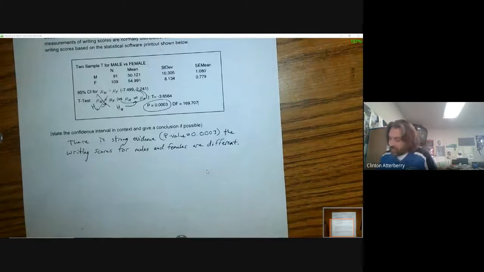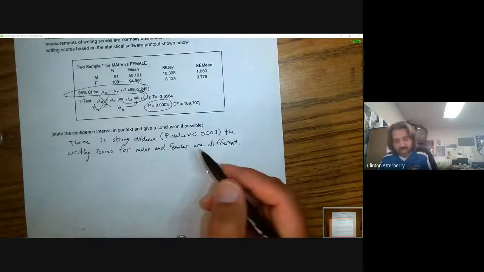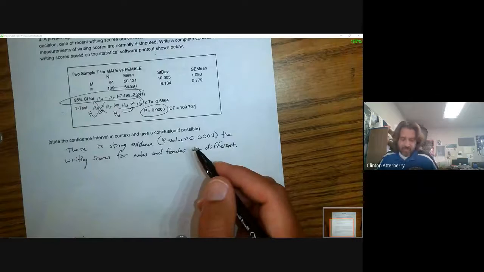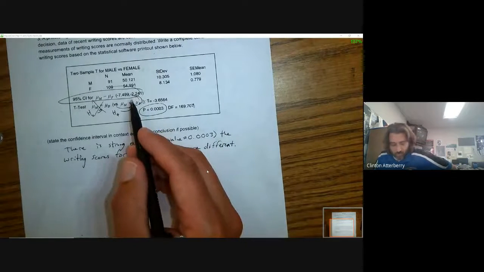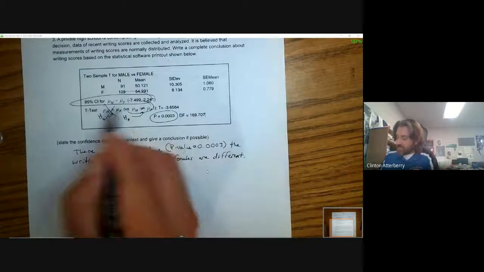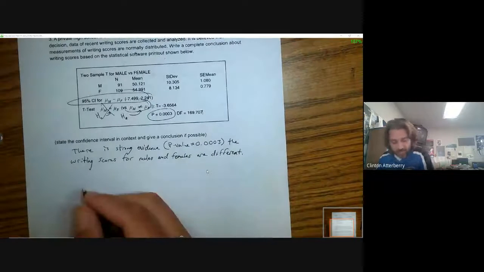We're 95% confident, okay, so now we're going to do the confidence interval. We're going to say that we're 95% confident the mean difference in scores between males and females is from -7.499 to -2.241. This data provides evidence that the females will score higher.